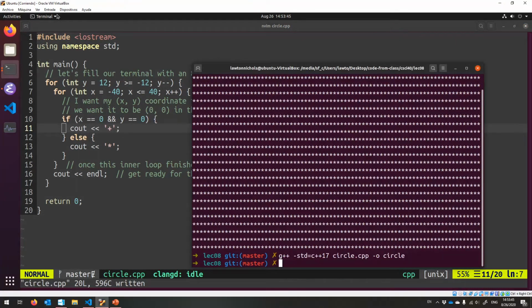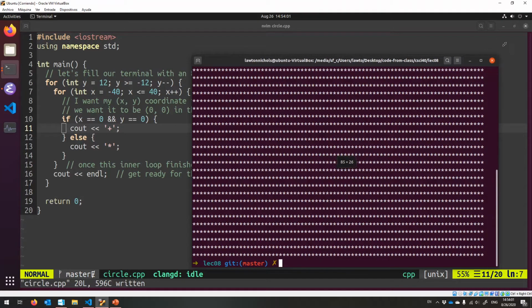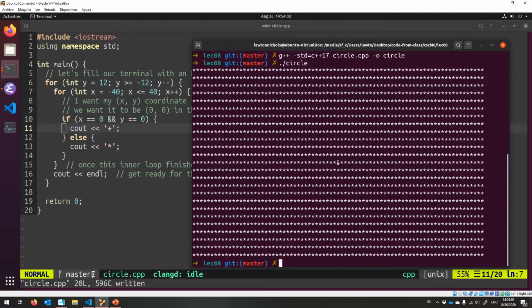So let me recompile. This needs to be one wider and one taller, but that's okay. And what do you know? I can prove that to you by dragging this a bit bigger. Right here in the very middle, we have a plus sign. You see that? That's beautiful. That's exactly what we wanted.